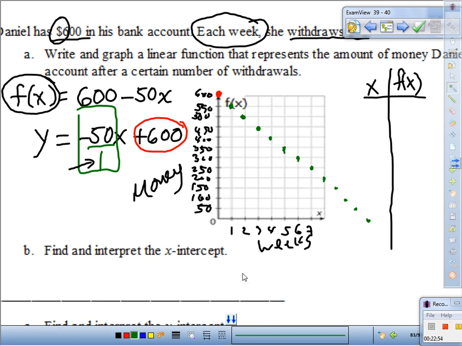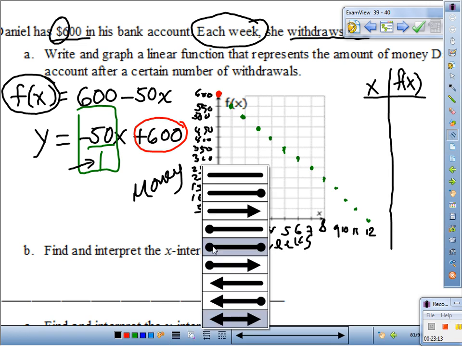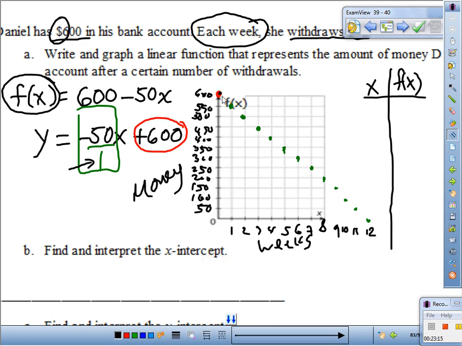So let's see. This is 7, this is 8, this is 9, 10, 11, 12. So let's graph this. I'm going to start here, going to here. All right. It says here, find and interpret the x-intercept. What's my x-intercept, everyone? Right here.